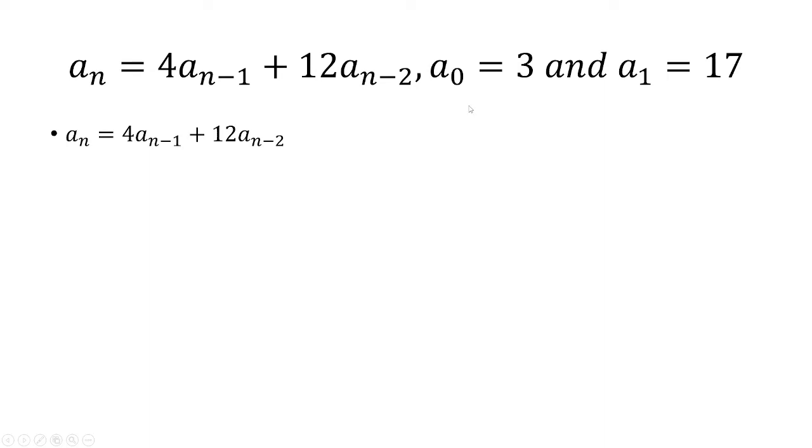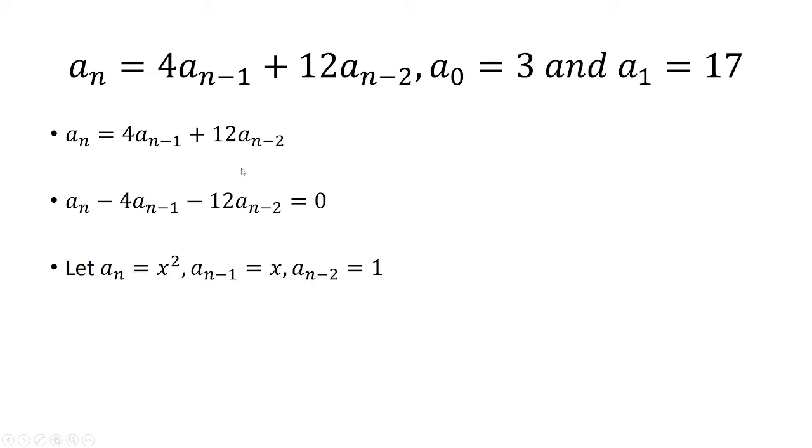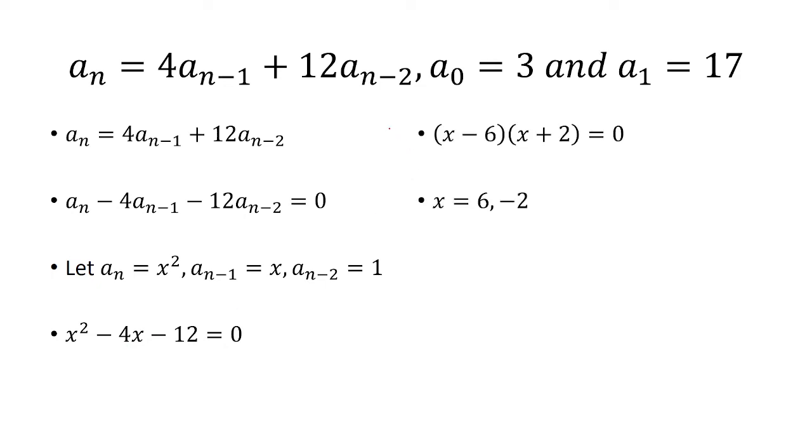So let's move everything to the left here by subtracting 4 a sub n minus 1 and 12 a sub n minus 2. And then we're going to let a sub n equal x squared, a sub n minus 1 equal x, and then a sub n minus 2 equal 1. So this equation turns into x squared minus 4x minus 12 equals 0. This is known as our characteristic equation or our auxiliary equation. Now we can factor this out and solve for x to get 6 and negative 2.